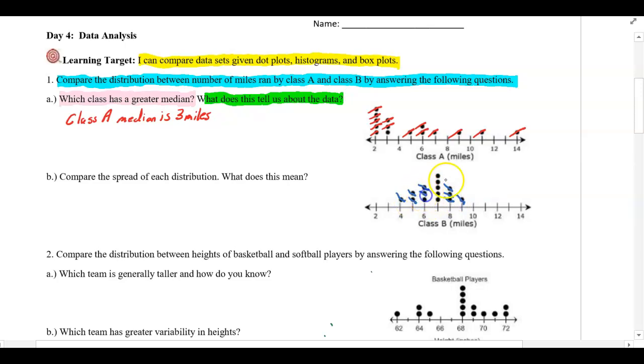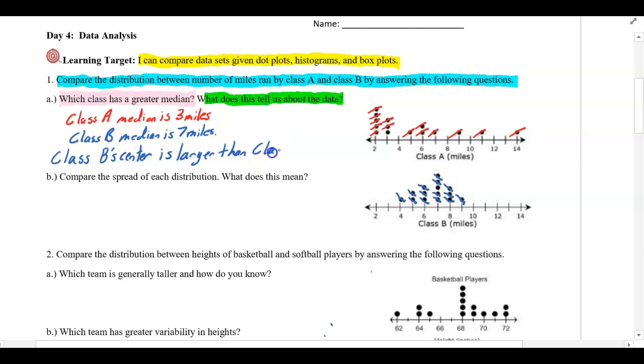And then if I do that for Class B, again crossing off the dots, working my way towards the middle, I'll see that the median is 7. So for Class B, the median is 7 miles. So what that tells me is Class B's center is larger than Class A's center or median.